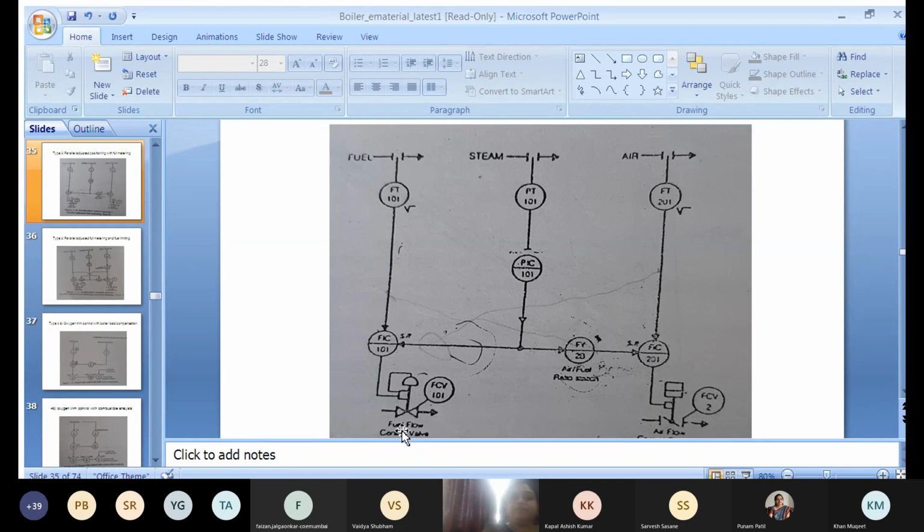That is why the fuel flow valve must be with a positioner. Otherwise, in the laboratory or in general applications where it is not so critical, you will see the control valve without positioners also. Okay.